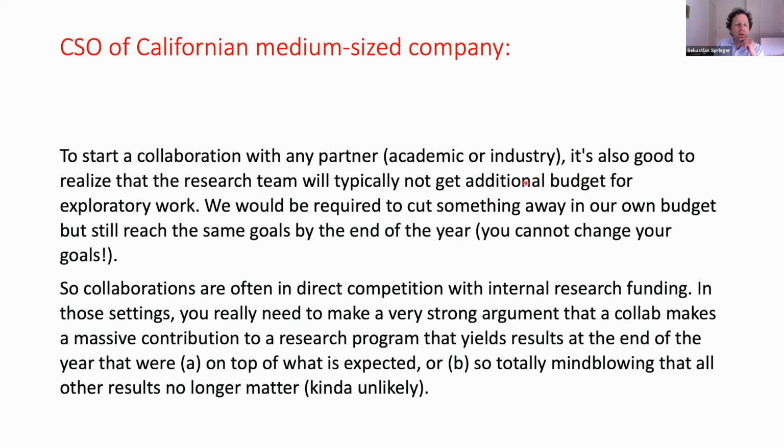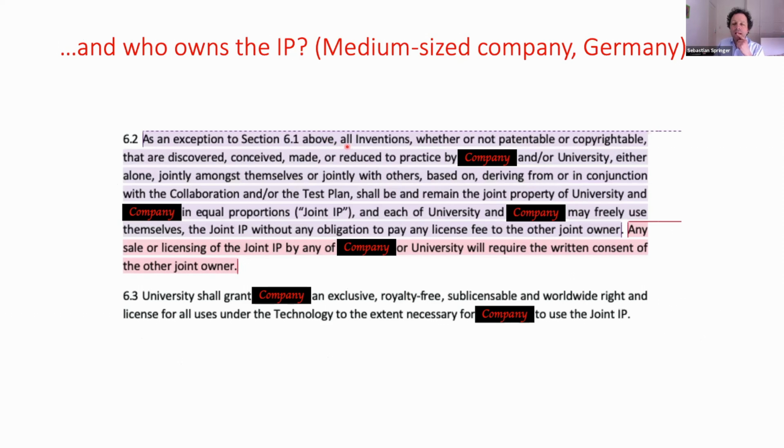And the second one was from a German company that maybe Alexander will recognize, I don't know. It's a German medium-sized company, and we were hashing out with them a joint development contract so that we were going to do some contract research for them. And again, I must read this to you. The first paragraph basically says that any of the intellectual property that is generated during the work together belongs half to the company and half to the university. And then this paragraph down here says, university shall grant to the company an exclusive royalty-free, sub-licensable, and worldwide right and license for all users under the technology to the extent necessary for the company to use the joint IP.